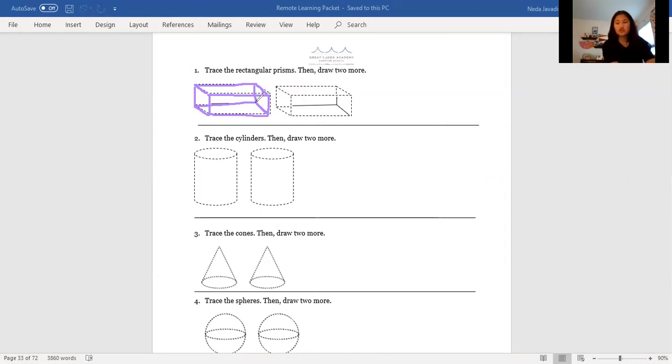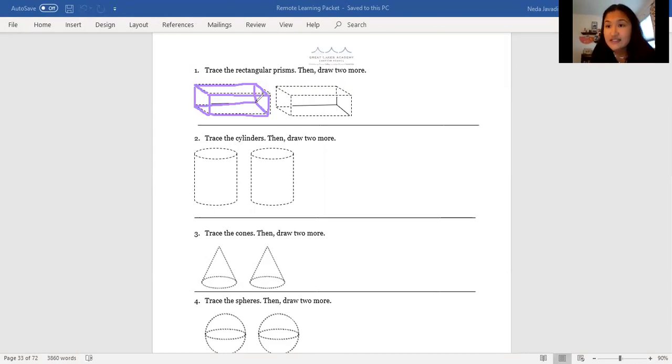The shape that we are drawing is a rectangular prism. So in my house, I have this box of crackers that's also a rectangular prism. So it has 1, 2, 3, 4, 5, 6 faces and corners that meet at the edge right here. So now you are going to pause and trace the next rectangular prism and draw 2 more. Go ahead, go. Cool.